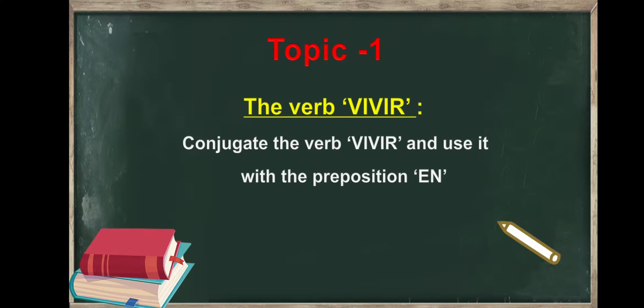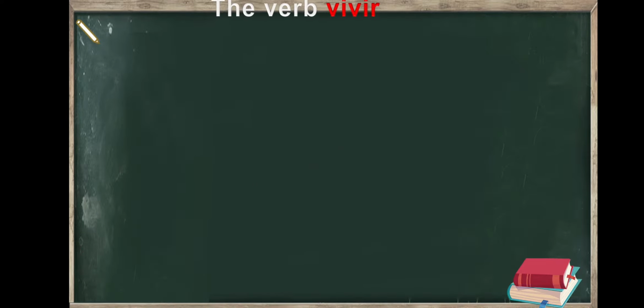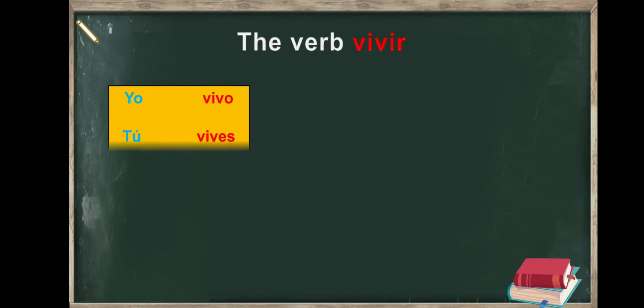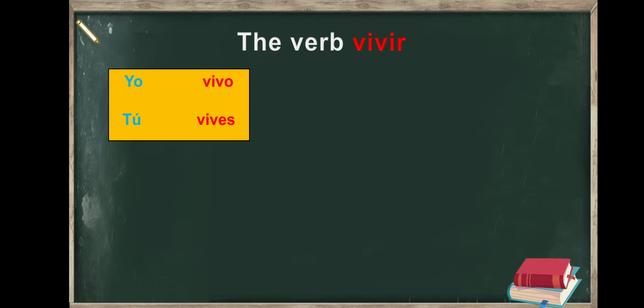Topic 1. The verb vivir. We'll conjugate the verb vivir and use it with the preposition en. The verb vivir, which means to live. Let's see the conjugation of the verb vivir.